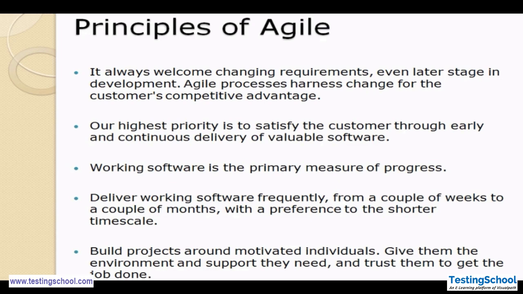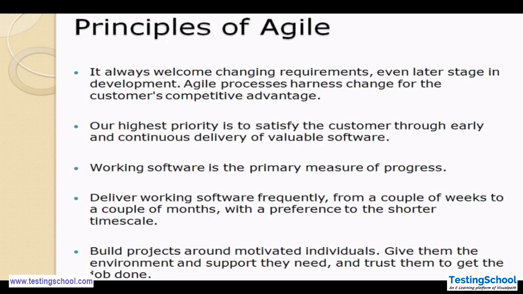Then the third one: working software is the primary measure of progress. It means the expected functionality is working for the client. Whatever you have developed in the sprint or the cycle should be working software, and the client can take that particular functionality to production. So working software is the primary clause here, that it should be workable for the client.